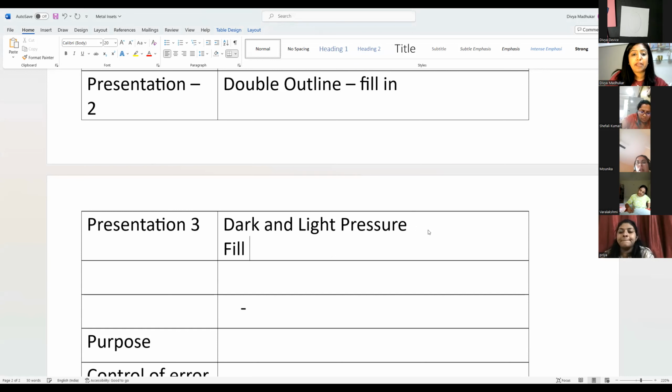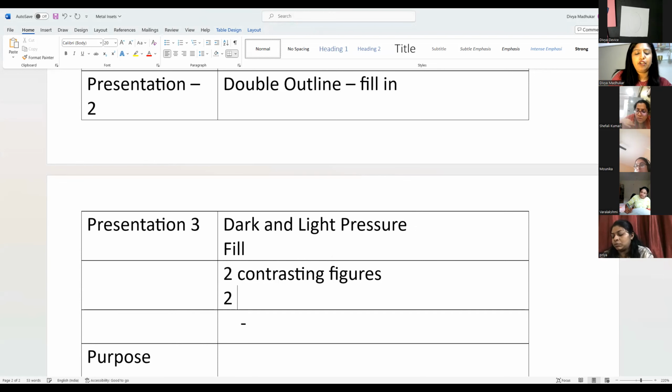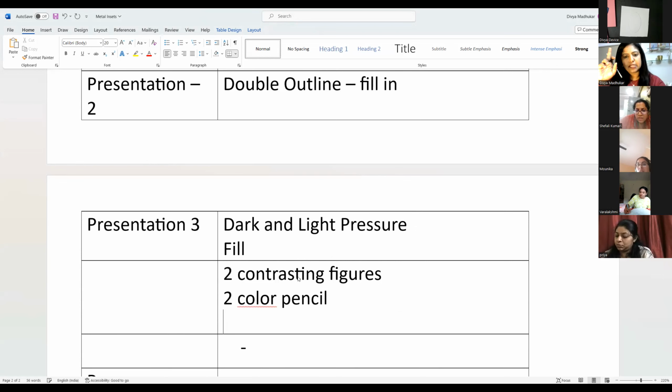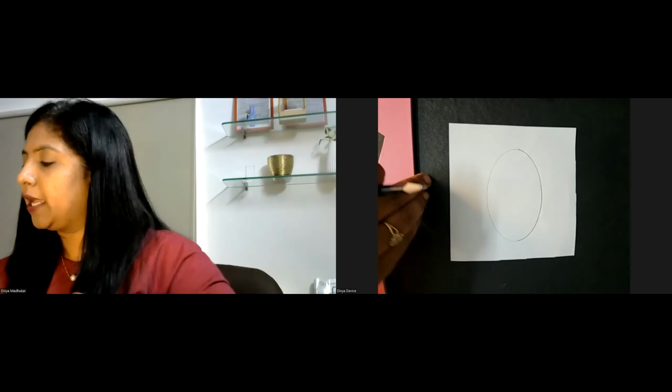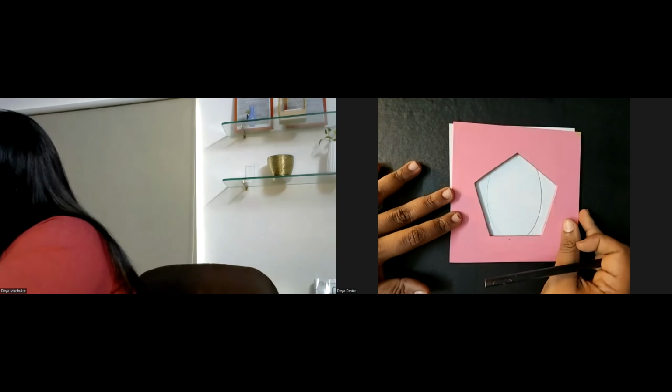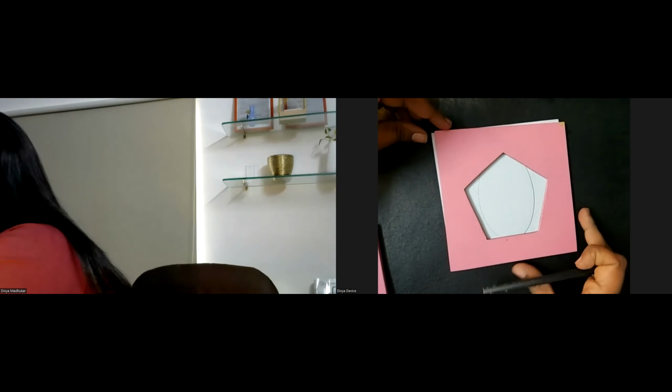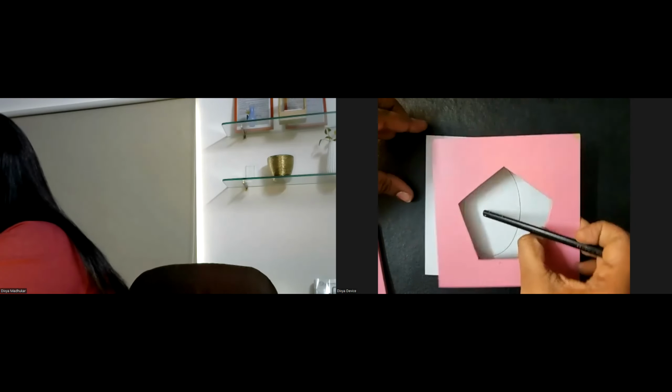Now, for the next presentation, I will use 2 contrasting figures, and I will use 2 color pencils. Why 2 color pencils? One figure gets one color pencil, the other gets the other color pencil. So for example, I just use my oval. Now I can take my pentagon on this, but I would use a different color here. But right now I'm not using that.